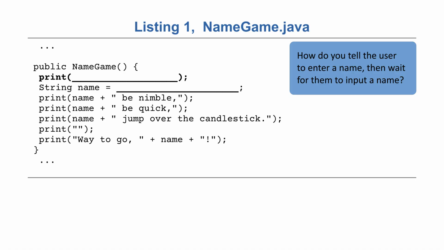Open the name game program that we created in TG5.1. How do you tell the user to enter a name, then wait for them to enter a name? Hint: go back to lesson TG4.1 if you don't know how to print a prompt, then wait for the user to enter input. Run it. What happened? It should have printed the Jack Be Nimble nursery rhyme using the name you entered.